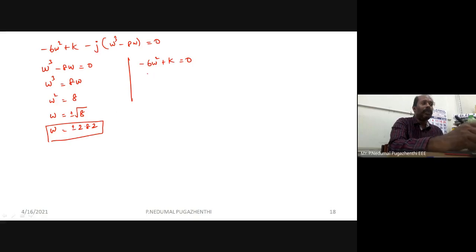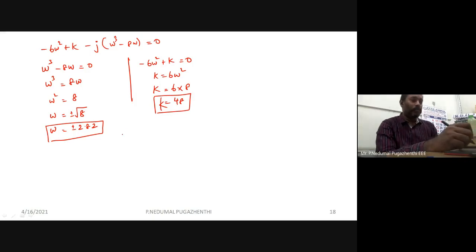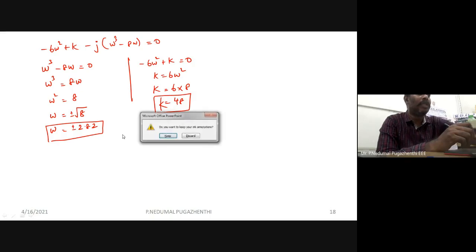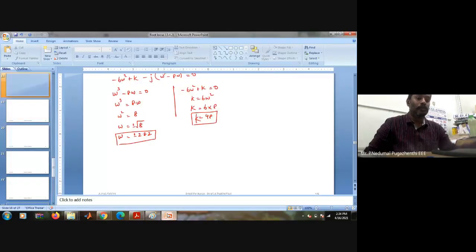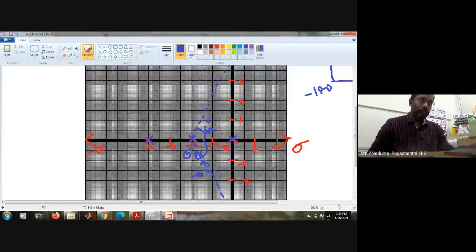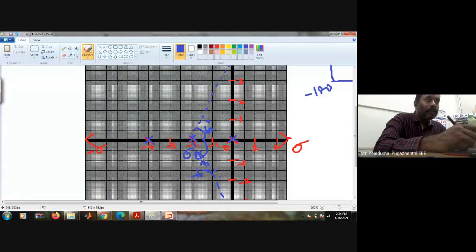Now substitute this value here. I can write it like k is equal to 6 omega squared. I know what omega squared is already. So k is 6 into 8, which will give me 48. So k is equal to 48 and omega is equal to plus or minus 2.82. So what is the information whatever we have found so far provides me? I will take it to the graph sheet. Where it is crossing actually, this crossing point is plus or minus 2.82.